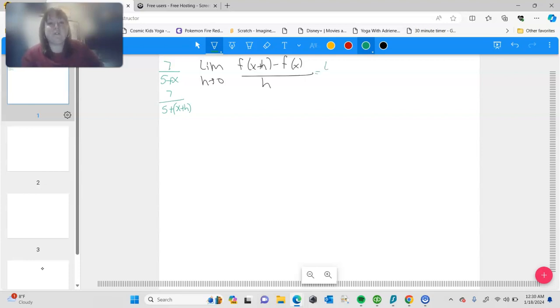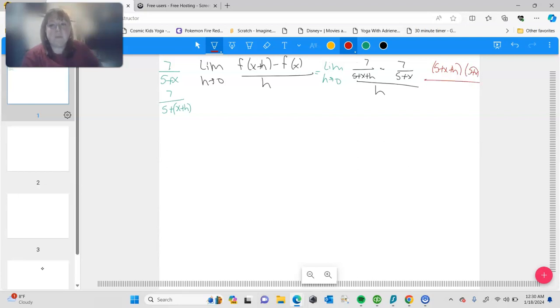Okay, so that's going to be the limit as h approaches 0 of 7 over 5 plus x plus h minus 7 over 5 plus x all over h. Okay, so again, the step we're going to look for is we're going to get rid of these fractions in fractions, and so we want to multiply by the common denominator, which is typically this denominator multiplied by this denominator. So in this case, we're going to multiply by 5 plus x plus h times 5 plus x.